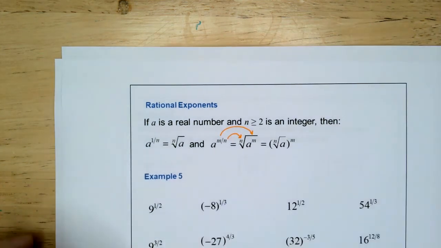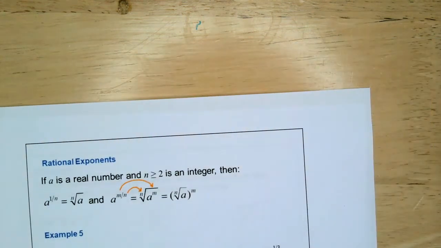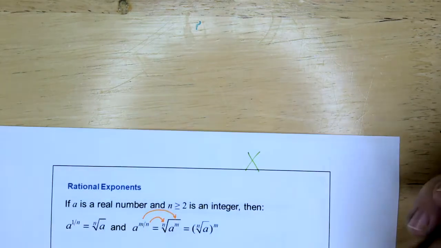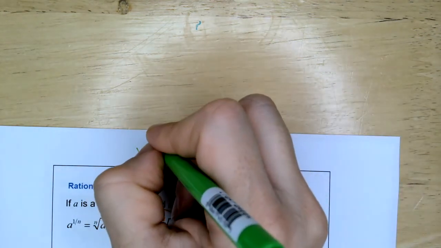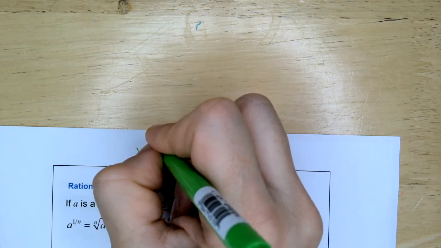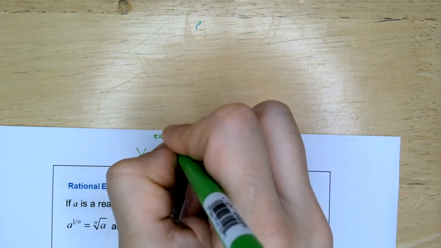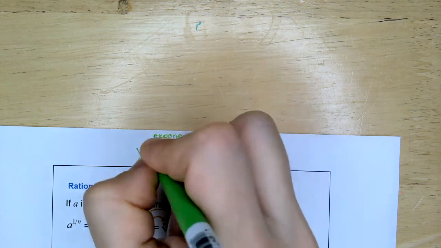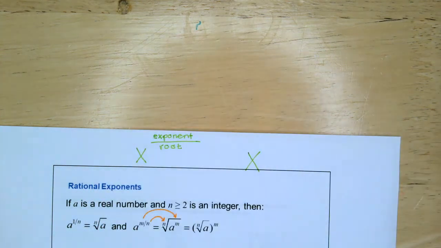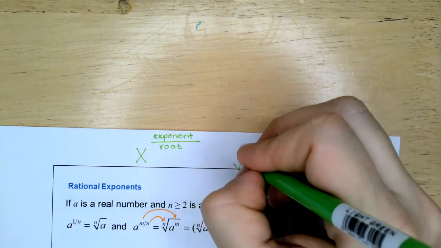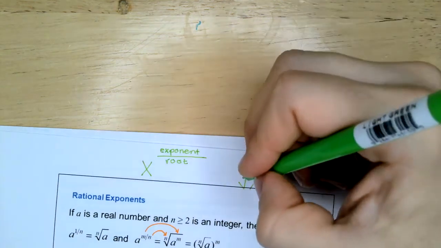So to write this again, we would have here's my x, and here's my other x. So here I have x to the exponent over the root. That's my fraction. Good. So I can change it to x. This is always the root.